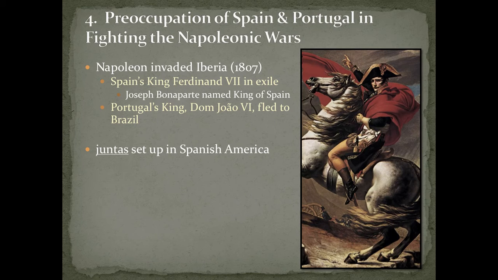So it looks like an illegitimate king's on the throne, whereas Portugal's king is going to run off to their colony in the Americas, Brazil. So this is going to be a destabilizing factor for the Spanish colonies, but it's going to have the opposite effect for Portugal's colony of Brazil. So let's look at Spain, the Spanish colonies first.